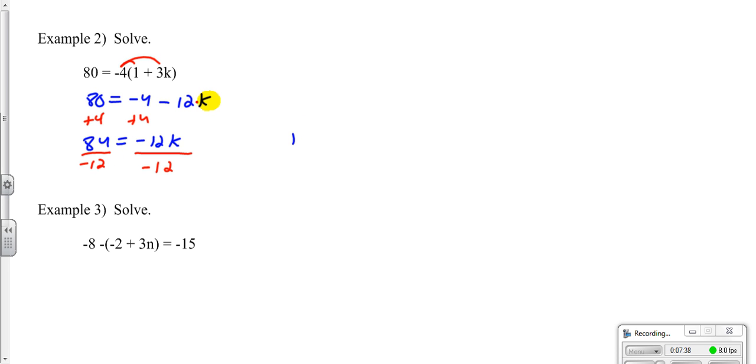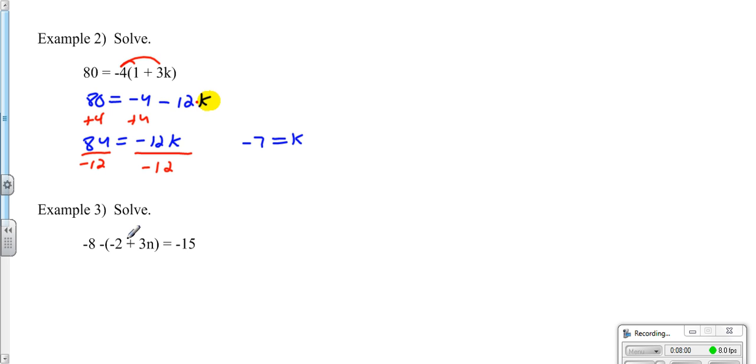And that leaves us with k equals 84 divided by negative 12. And that would be negative 7. Again, positive divided by negative is a negative.